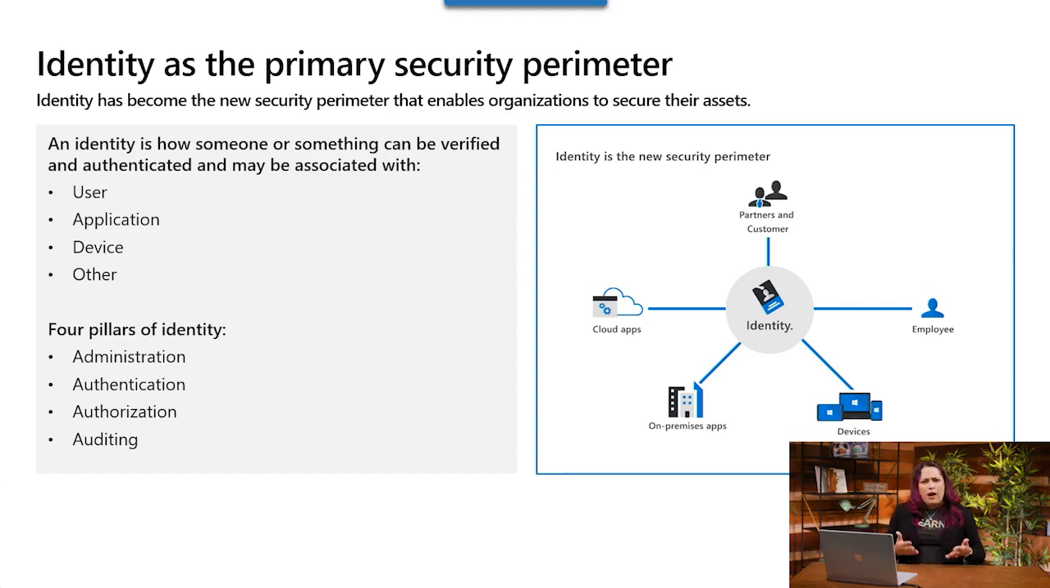So how do you go about protecting your identity? Well, I don't want you to think of it as tied to a single user or a single device. Instead, I want you to think of it as something that encompasses your entire organization. And we've come up with 4 primary pillars when it comes to protecting your organization identities. First is your administration over your identities.